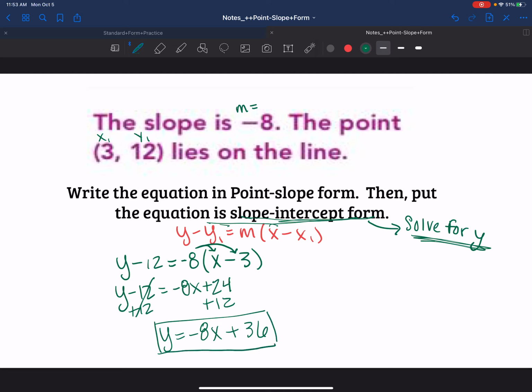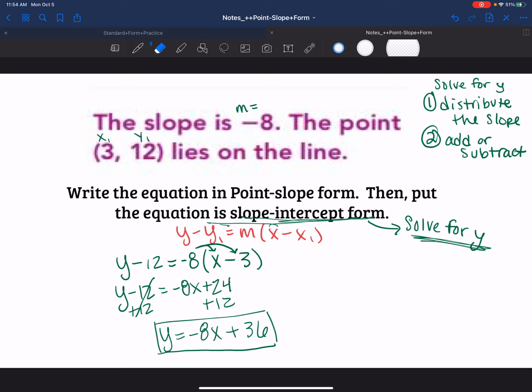So I went from only knowing the slope and just a random point on the line to being able to get slope-intercept form, to get the y-intercept also. And now I can also graph it from this point if I needed to. To summarize a little bit, basically our 2 steps for solving for y are to distribute the slope, and then we add or subtract that number that's with the y to both sides. So really only 2 steps.